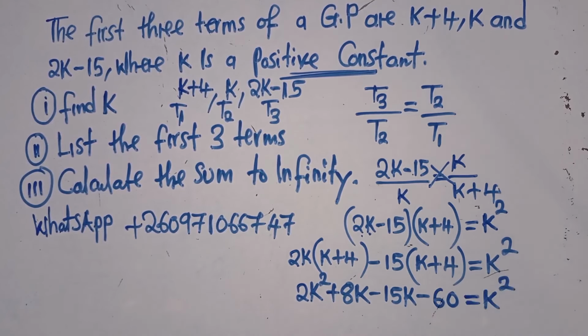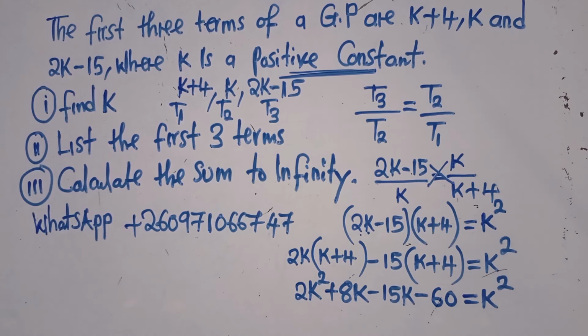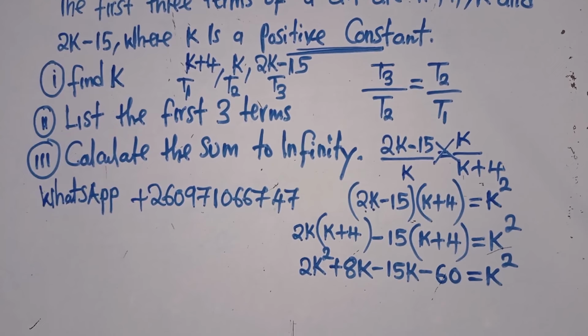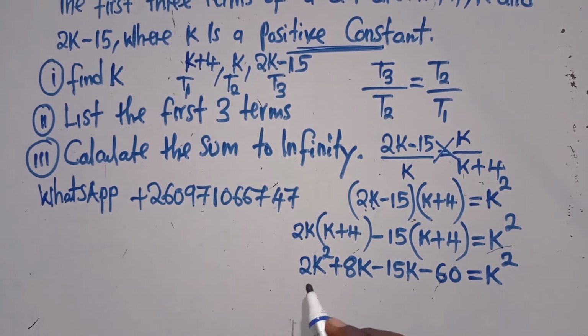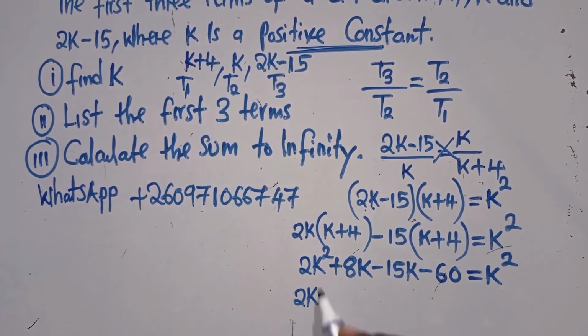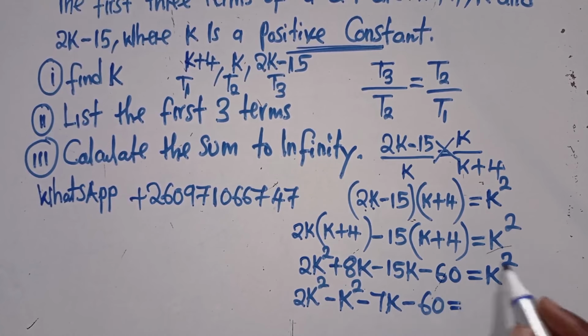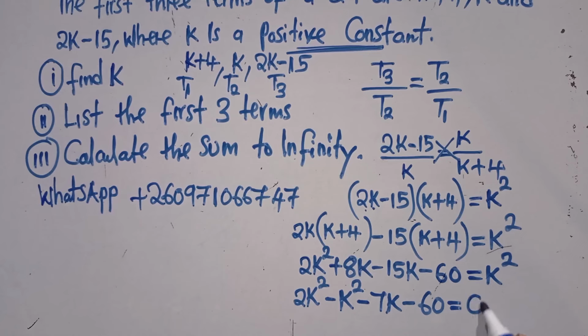It is at this point that you get to group the like terms together. So you are going to group the like terms together. This is 2k squared. That one is positive. When it comes across, it becomes minus 2k squared. What answer are we getting here? 8 minus 15. What is the answer? We are getting negative 7k. Then you say minus 60, which is equal to, here we've remained with nothing.